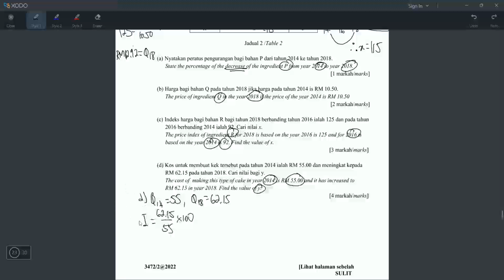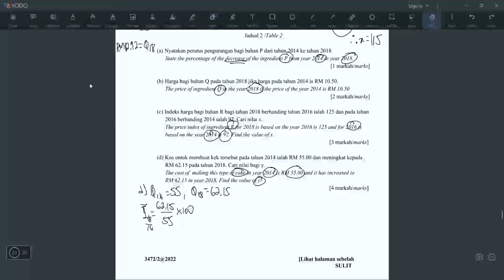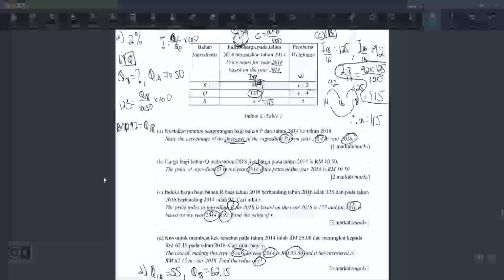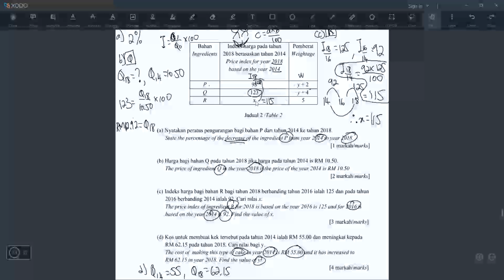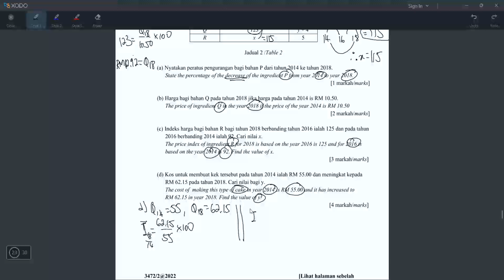So what do you think I have to put for the I then? Obviously the year also has to be 18 over 14, because for the Q you put 18 over 14, so the I also has to be 18, 14. But it cannot be just the I. It has to be the average I, the composite index. Why? Because this 55 and 62.15 is the cost of making cake. It means they never mention P or Q or R. If they never mention, it means you have to take the average. The average I is called the composite index. So here I have to put in the composite index. But do I have the composite index for 1814? I don't have. So now what I have to do is find the composite index for 1814.